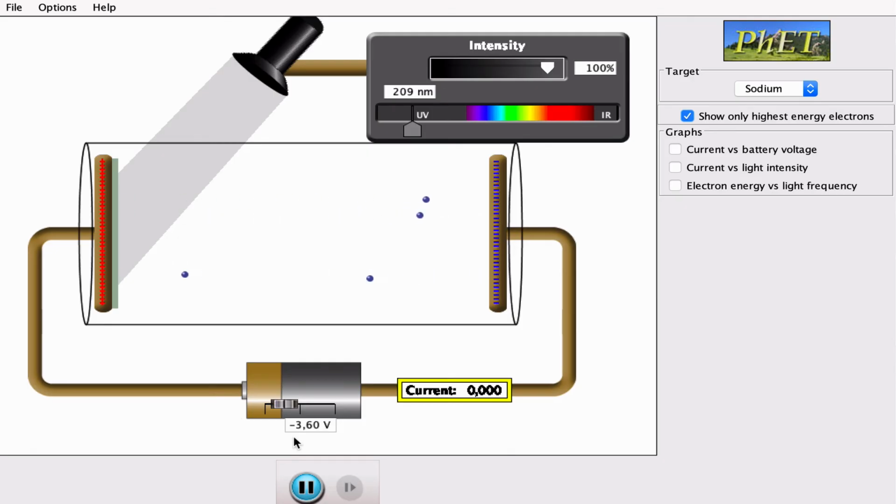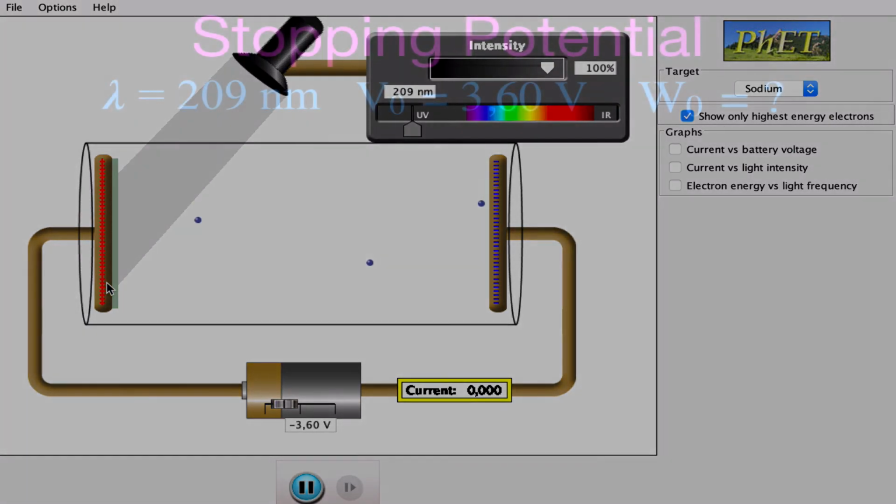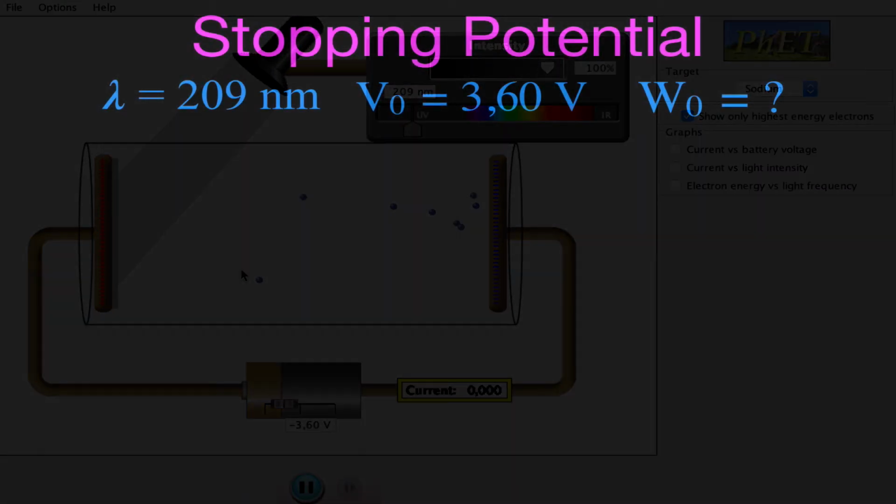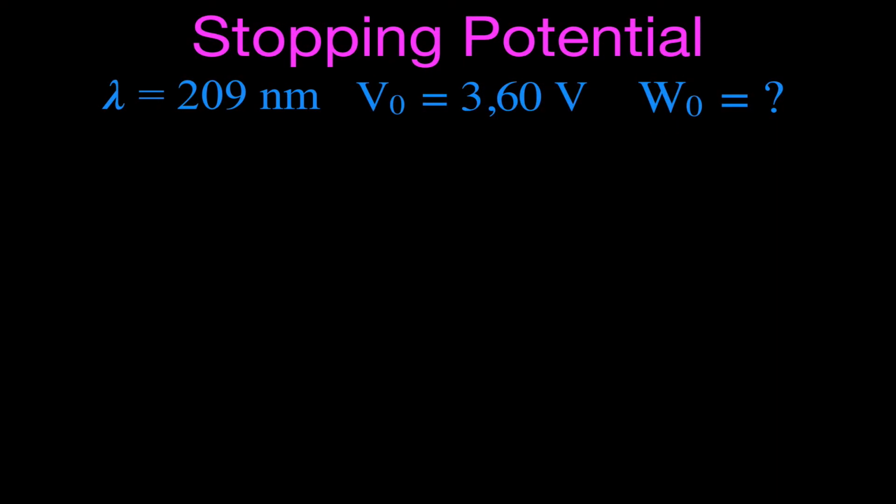Now we're going to go back to the presentation and we're going to calculate, using that value and this value for the wavelength and this value for the stopping potential, the work function of that plate. Okay, we are now going to use the information that we got from the simulation to calculate the work function. We figured out that if we set the wavelength at 209 nanometers, we get the stopping potential that corresponds to that wavelength for our sodium metal, and we can use that information to calculate the work function.